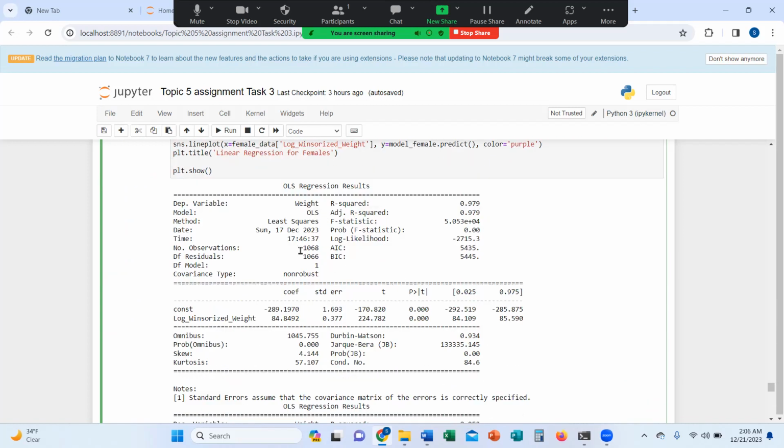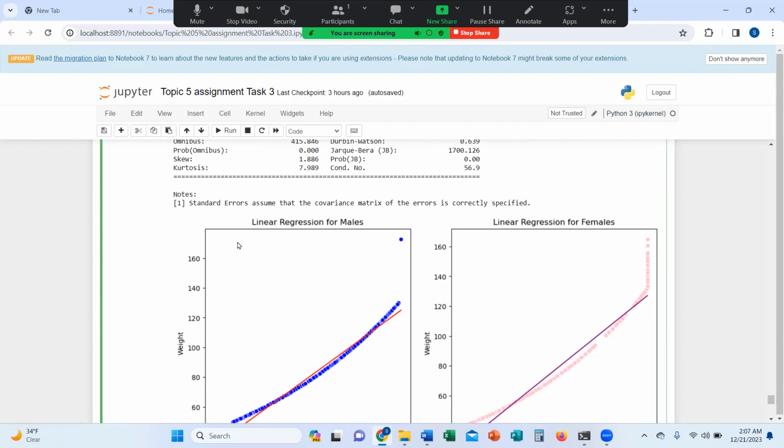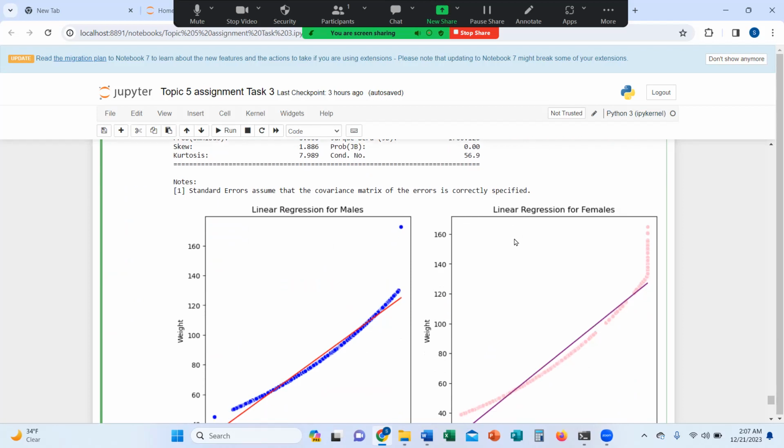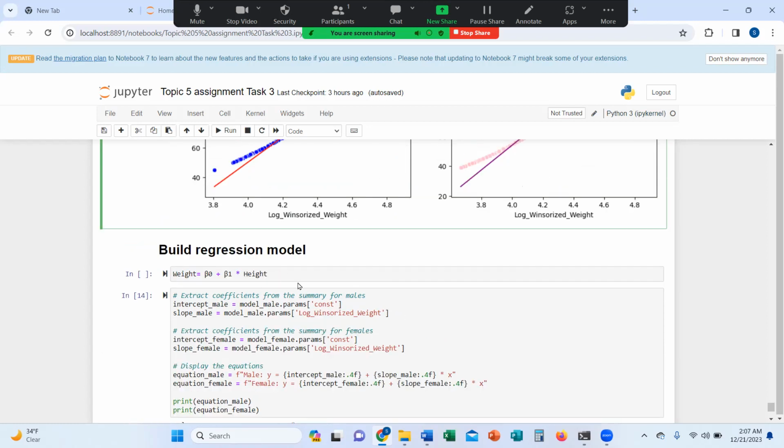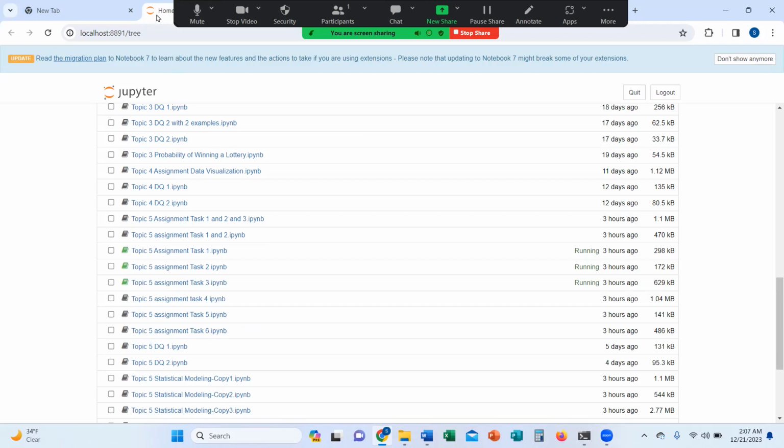This is the other transformation, and the value was 0.93 now. And this is the linear regression for males and females shown here. I also built the regression model for males and females with the equation. That is for task 3.